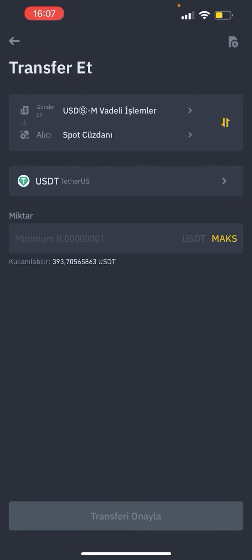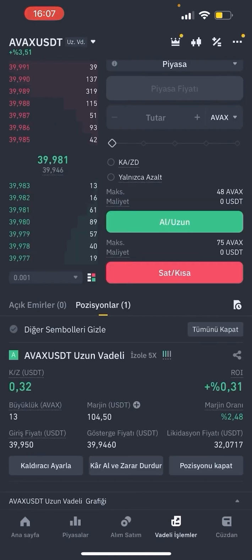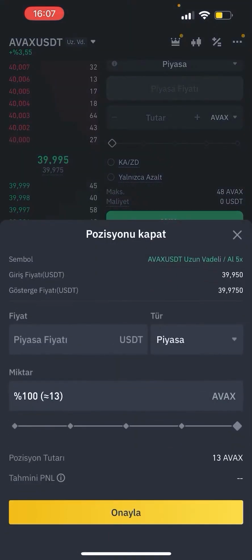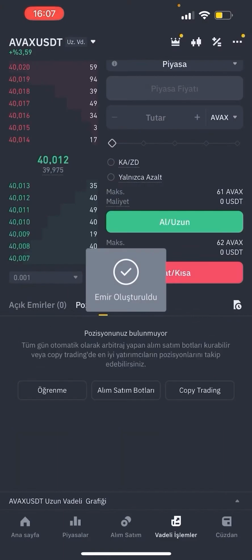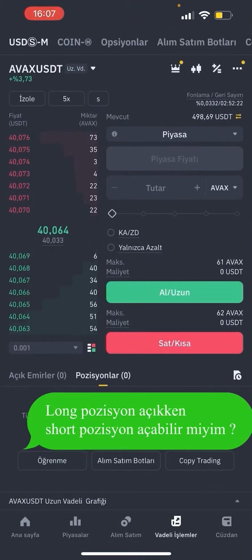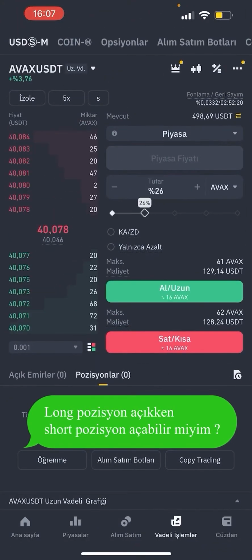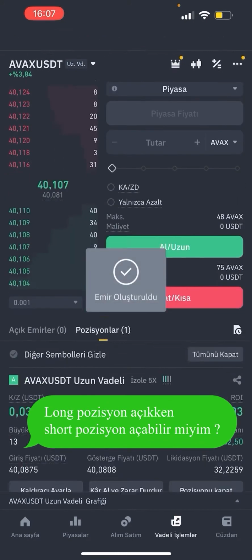I come to the spot to transfer money. I hit transfer. See, when I want to transfer money from futures to spot, it shows $393. Why is that? Because I have one open position, guys. If you want to transfer this money, you need to close this position if you want to withdraw all the money in the futures. This is one of the most frequently asked questions.